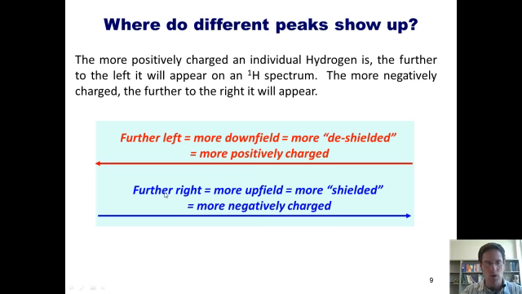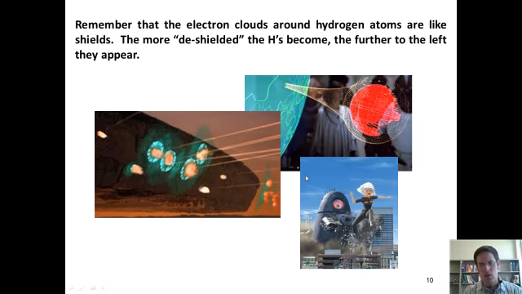And in contrast, further to the right on an NMR spectrum equals more upfield, more shielded, and hence more negatively charged. Remember that the electron cloud around a hydrogen atom is kind of like a shield. The more de-shielded the hydrogens become, the further to the left they appear on a proton NMR spectrum. These are some of the pictures of different things from movies that had electronic shields around them. If, for example, the Death Star right here were a hydrogen, then the more you removed its shield, the more positively charged it would become, and hence the further to the left or further downfield it would appear on a hydrogen NMR. Now you can see Admiral Akbar smiling here in the background.